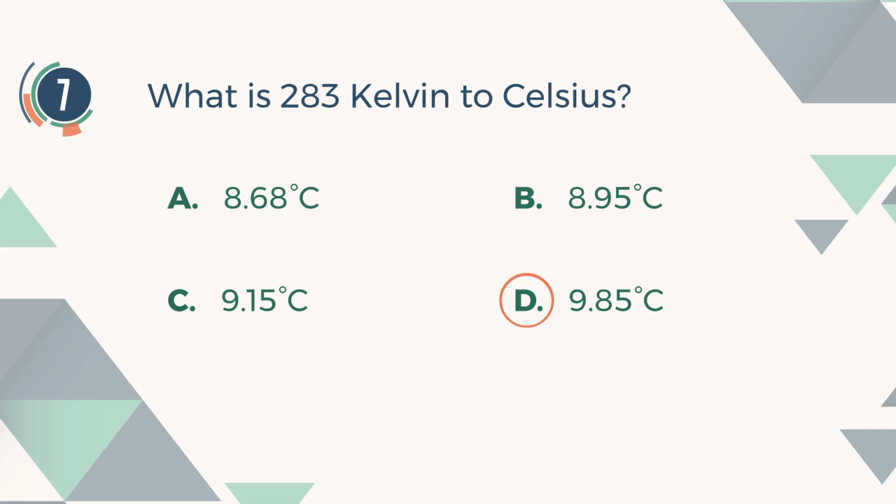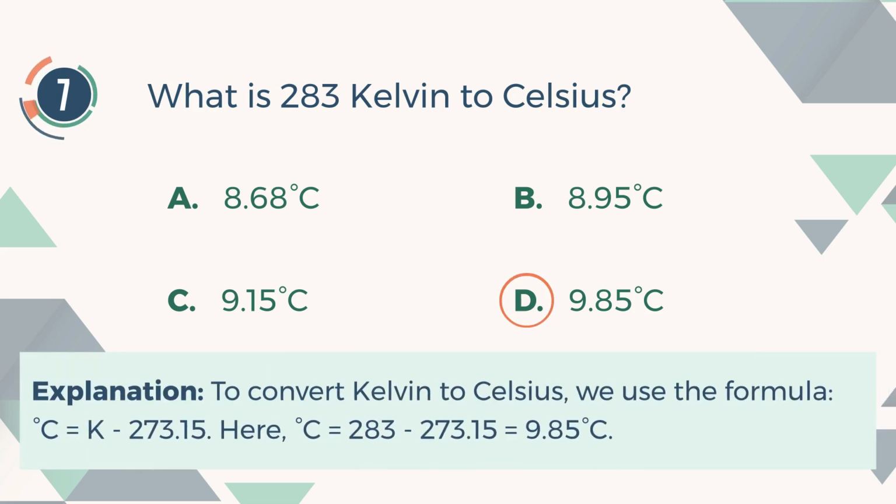The correct answer is D. 9.85 degrees Celsius. Explanation. To convert Kelvin to Celsius, we use the formula Celsius degree equals the temperature in Kelvin minus 273.15. Here, the Celsius degree equals 283 minus 273.15, and the answer is 9.85 degrees Celsius.